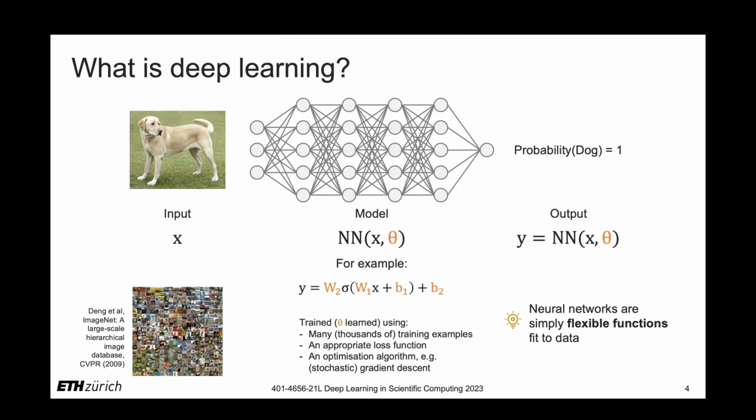So for example, with this network, we would train it on, say, ImageNet, which has thousands of examples of everyday images with labels. We'll get into how we train deep neural networks in the next lectures. But we need lots of examples, and we need some sort of loss function to say if an output is good or not, and then we need a way to train it.